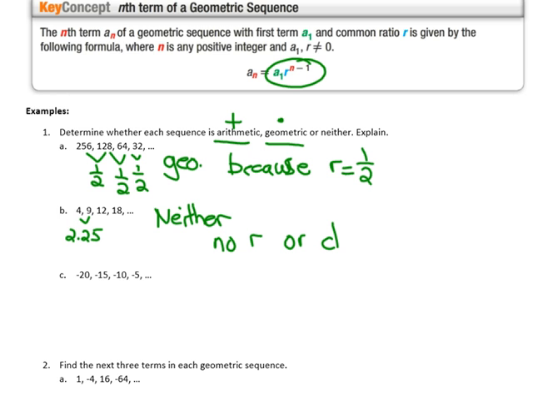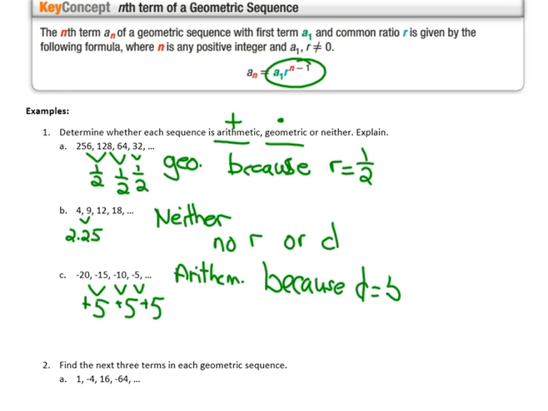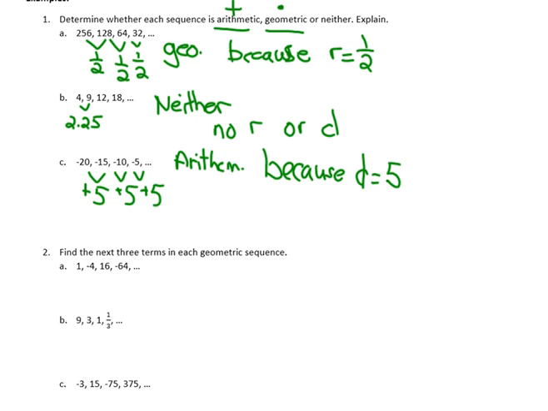For letter C, if I look here, to get from negative 20 to negative 15, I'm adding 5. And then I'm adding 5 again, and then I'm adding 5 again. So this one's going to be arithmetic, because d would equal 5.